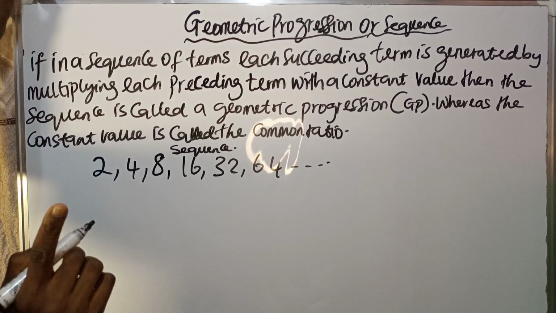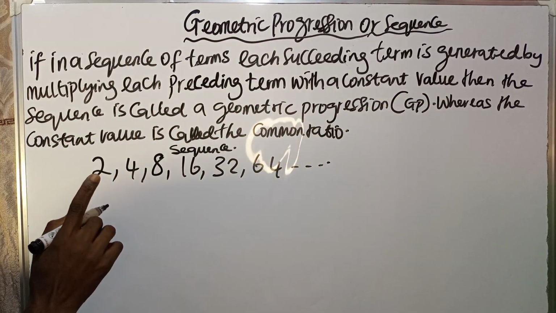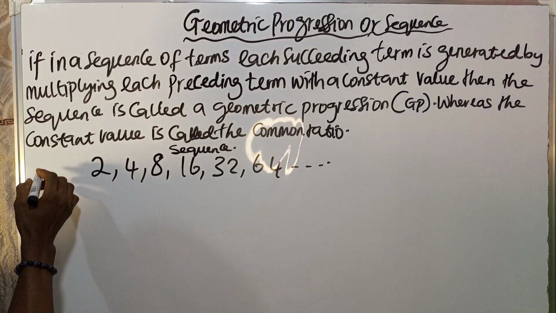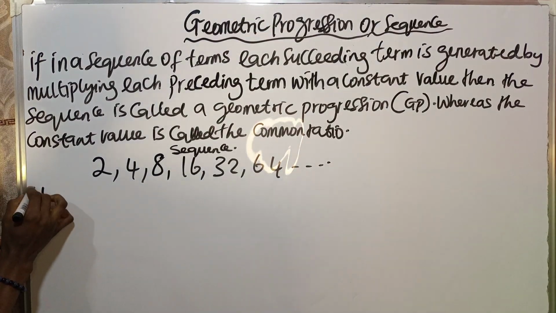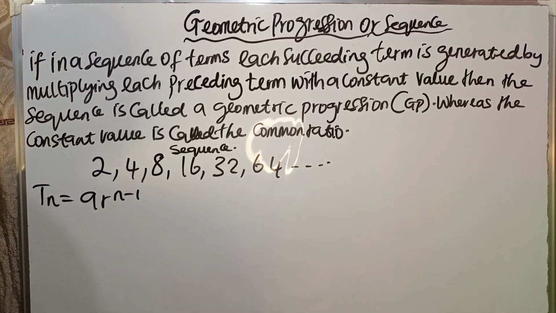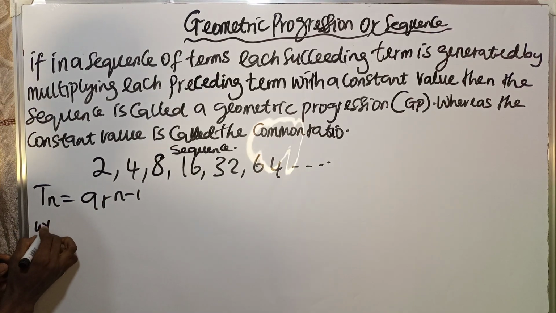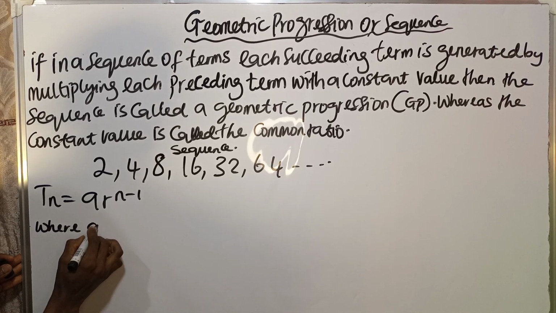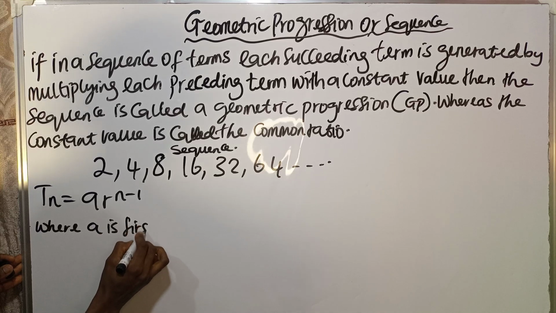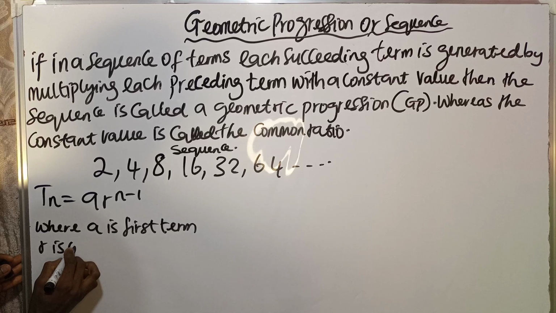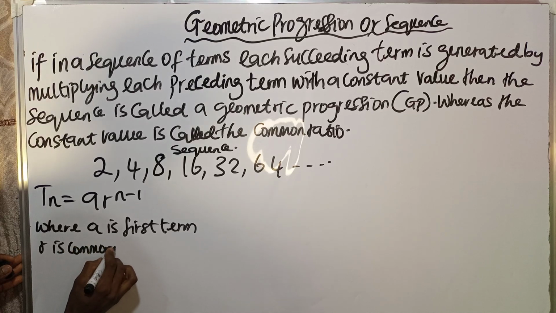Are you seeing that I'm using a constant value, which is called the common ratio, which is 2? So our formula is Tn equals ar to the power of n minus 1, where a is the first term and r is the common ratio.